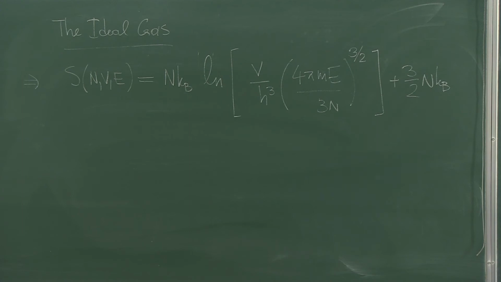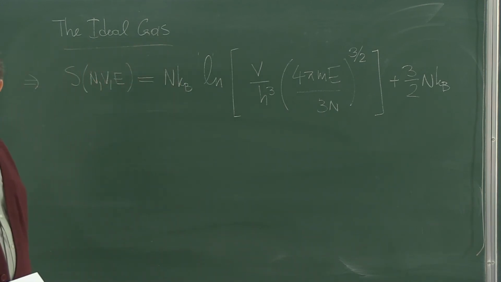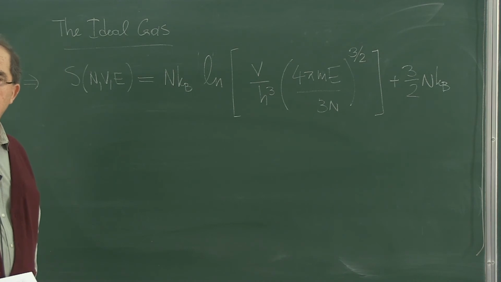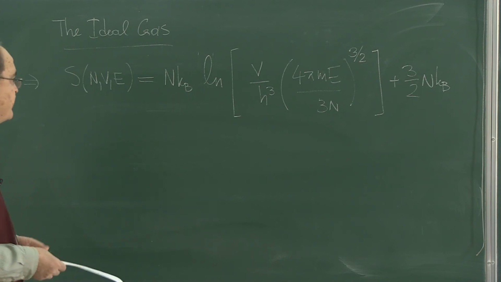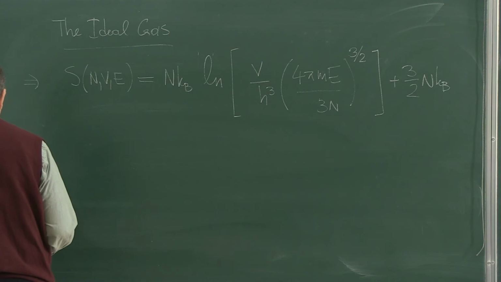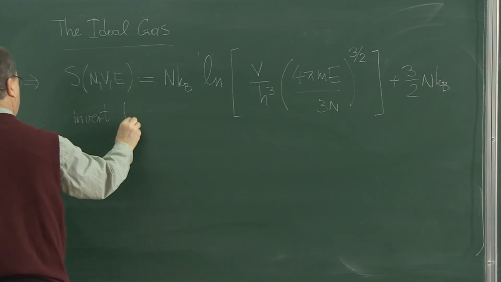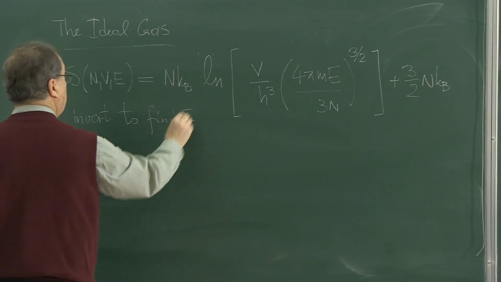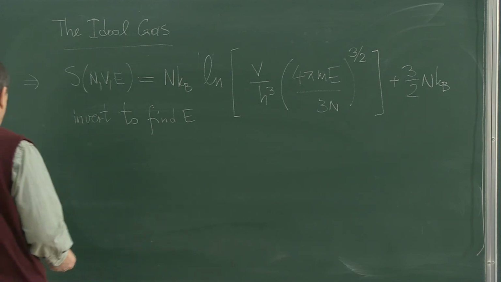Now, if you look at this, you can use it for many purposes. One purpose is to get the average energy of your system, the ideal gas, isn't it? What do you expect for your energy for the gas? We don't know. Well, invert to get energy. How are you going to invert this? Well, exponentiate both sides, isn't it? That's the way to invert it.